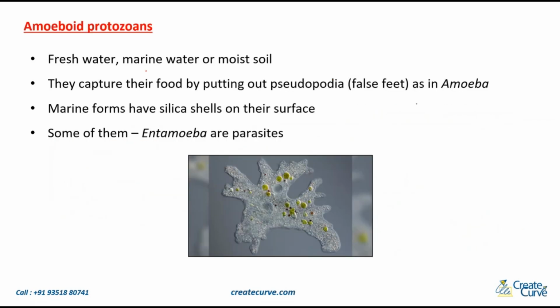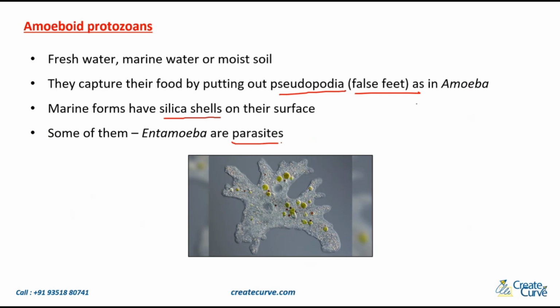First one is amoeboid protozoans. These live in freshwater, marine water, or even in some moist soil. They capture their food by putting out pseudopodia, which is also false feet. Pseudo means false, as in the case of amoeba. So, an example of amoeboid protozoan is amoeba. Now, the marine forms have silica shells on their surface. Some of them, that is the Entamoeba species, are parasites. So, a regular amoeba that you see may not be parasitic, but you have another one called Entamoeba, which are parasites. The Entamoeba species are parasites.